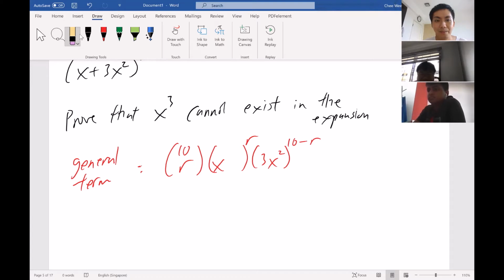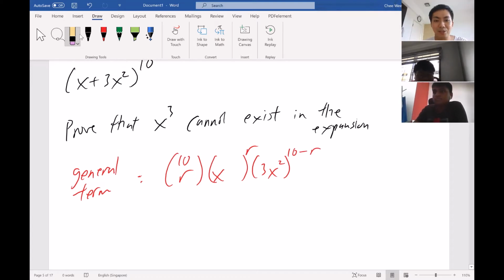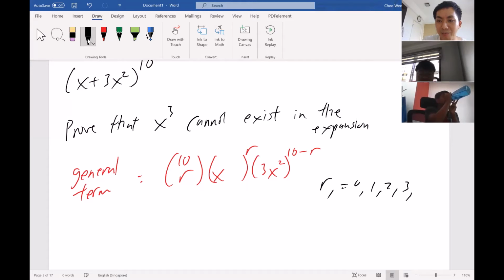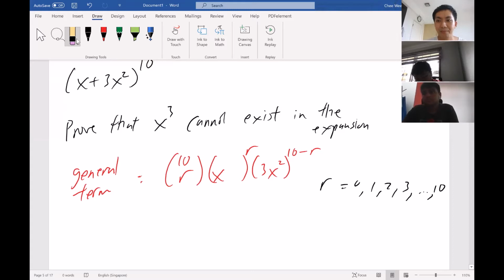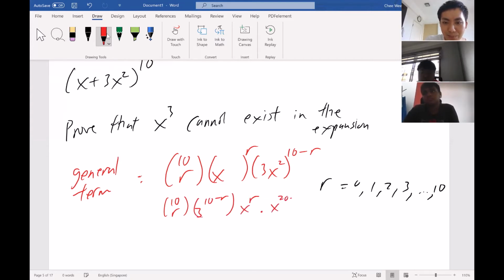Can you repeat again? The formula is a bit... Okay, this is actually the general term for the binomial expansion. If you think about it, r can actually be 0, 1, 2, 3 until 10, right? Okay, so what I did was I constructed a general term first. Then from here, you simplify numbers to one side and the x terms to the other side. So this will be 10 choose r, 3 to the power of 10 minus r, x to the power of r, x to the power of 20 minus 2r.